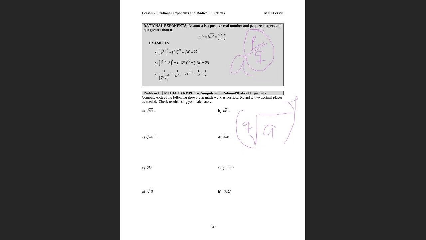All right, I'm back. So again, the denominator is always going to be the root. So if you look at a, we have the fourth root of 81 all to the power 3, right? So writing this out, the fourth root, the 4, is going to be the denominator of the exponent. We have 81 to the power 3/4, like that. Okay, that's what we have.